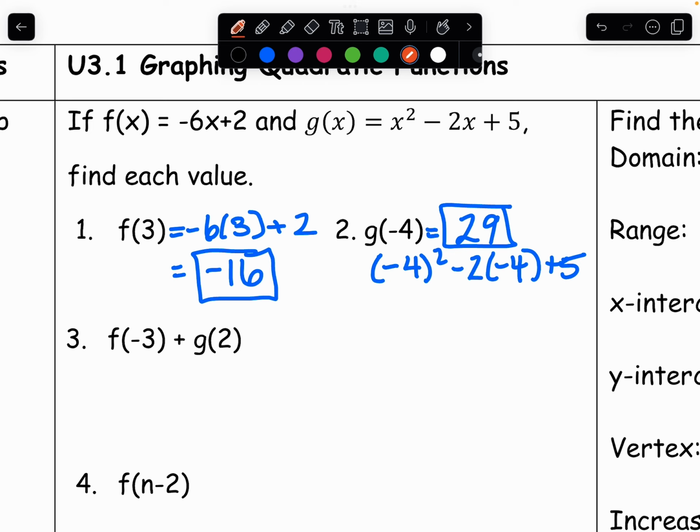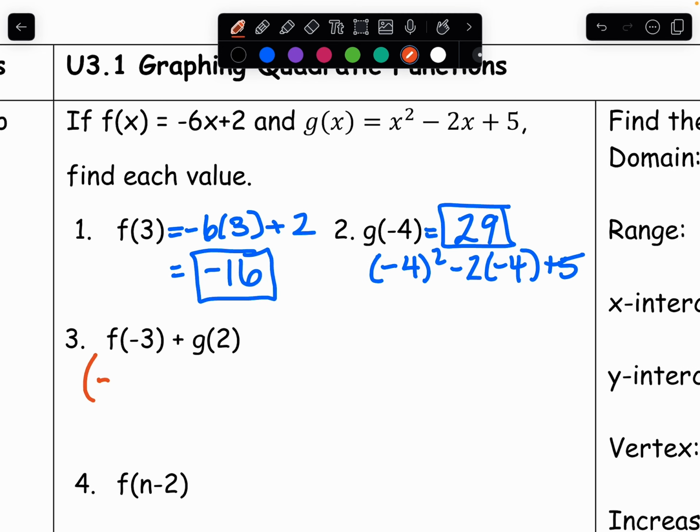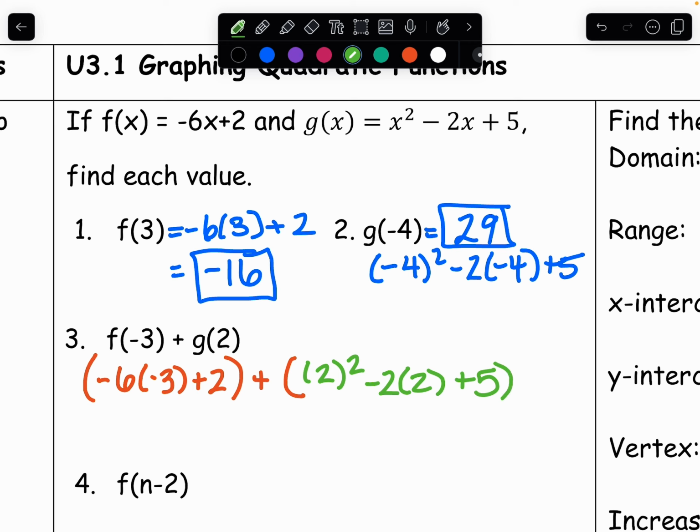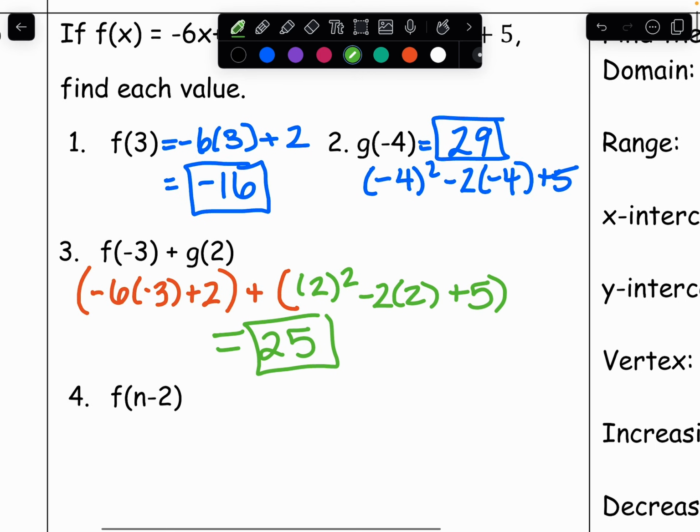Here, we got a lot going on. So for a calculator, if you want to do it all at the same time, you would put parentheses around this first group, so negative 6 times negative 3 plus 2, plus, and then I'm going to group my g term together, 2 squared minus 2 times 2 plus 5. That should equal 25.